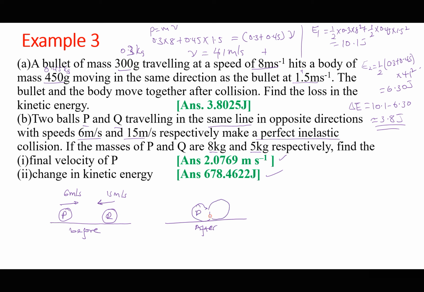So this is P plus Q. They move with a common velocity v. I don't know which direction, but you should be able to find v. So you use conservation of momentum to find v.